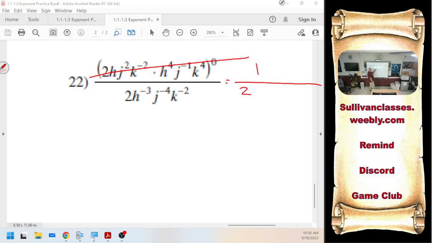H to the negative 3rd. Negatives can go upstairs. J to the negative 4th, you can go upstairs. K to the negative 2nd, you can go upstairs. And now they're all positive. Now look at what I have left. Do any of those go together? Do I got J's with J's, K's with K's? No. Can I put anything else together? No. It's done. Now, I don't want the 1 as a placeholder anymore. H to the 3rd, J to the 4th, K squared all over 2.